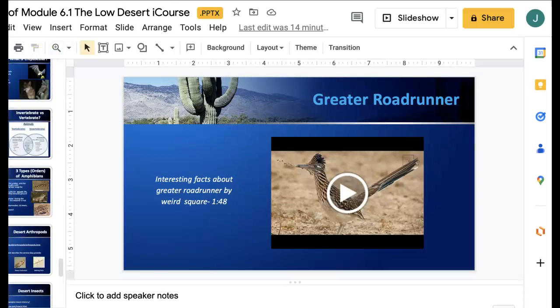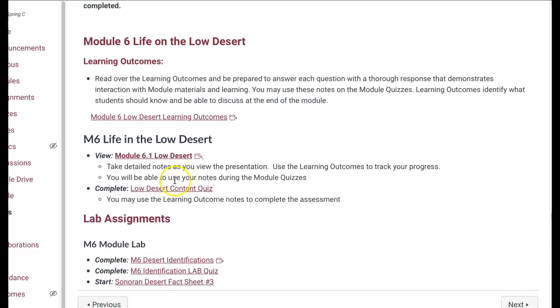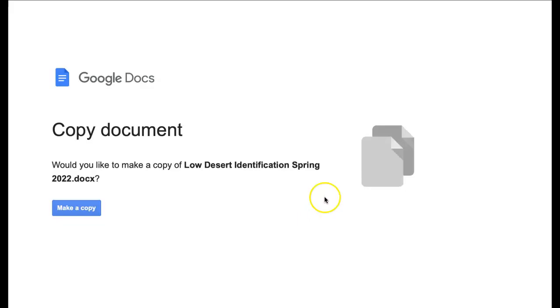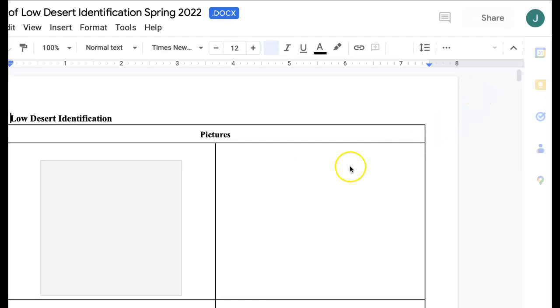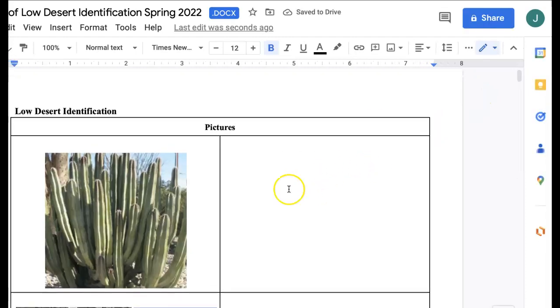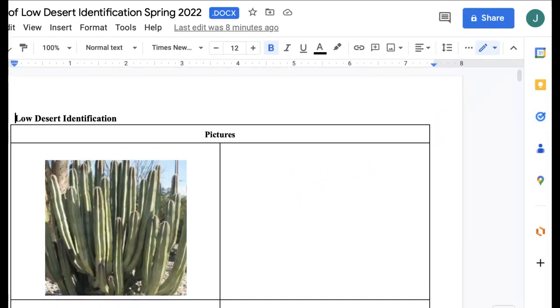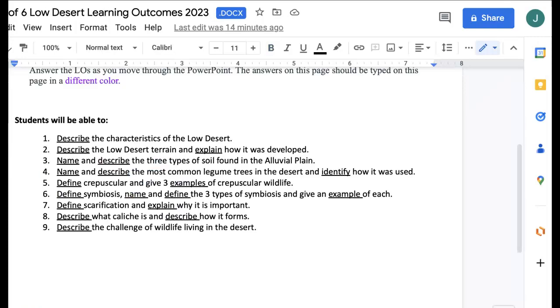So don't forget to go through all the course content, and then here you've got to complete your quiz. Your desert identifications are linked here, and then don't forget to make a copy. And again, when you're doing these desert identifications, be sure to follow the directions in the rubric. So be sure that you are copying and pasting, you're highlighting just the description, and you're doing this completely.